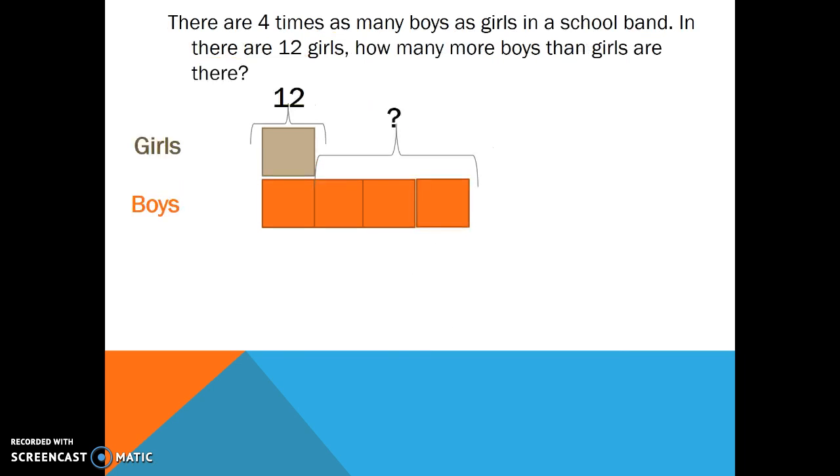There are 4 times as many boys as girls in a school band. If there are 12 girls, how many more boys than girls are there? So we've got our model drawn there where we've got 12 assigned to our 1 unit of girls. I hope you could see that. We set this up with 1 unit of girls and four of boys, because it says right here in our word problem that there are 4 times as many boys as girls. So we assign that 1 to 12, and we want to solve for 3 units. So if 1 unit equals 12, 3 units equals 3 times 12, or 36 more boys.